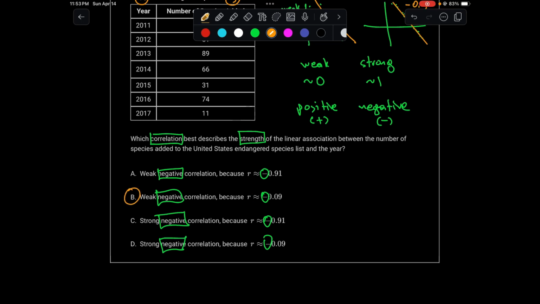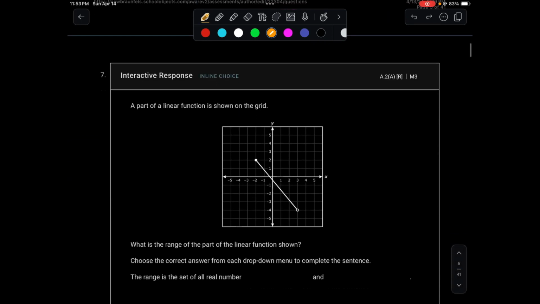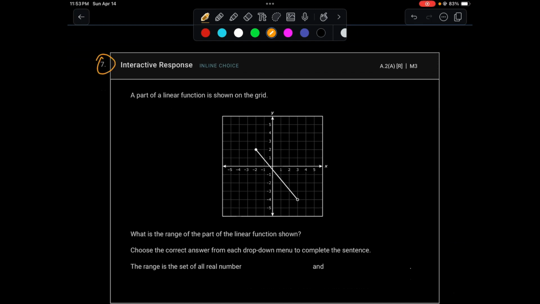So the answer is B. This one, 0.9, that would be strong, because 0.9 is close to 1. So it says weak negative, but it gives us a strong one. So that would be wrong. Okay, so here's the correct one. Okay, let's go to the next one. Number 7.